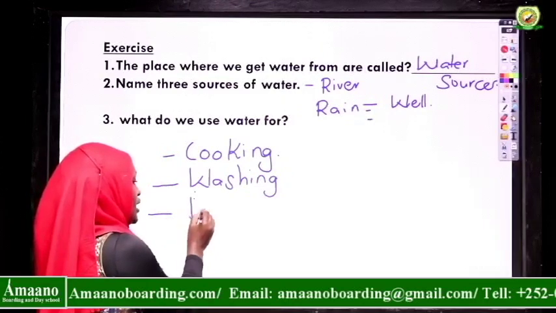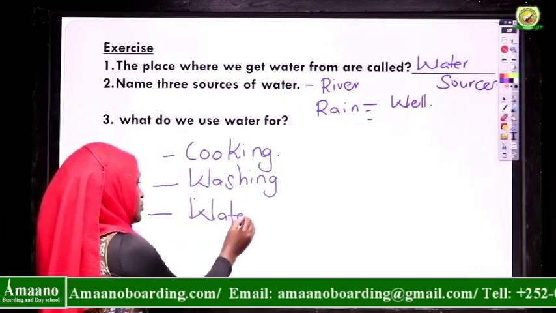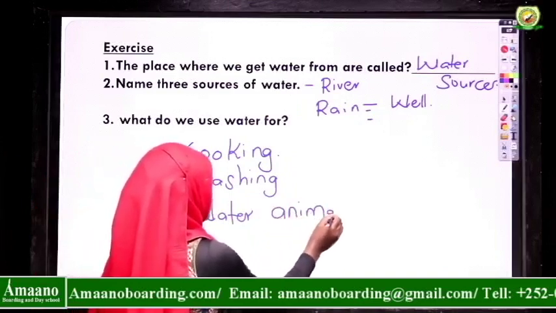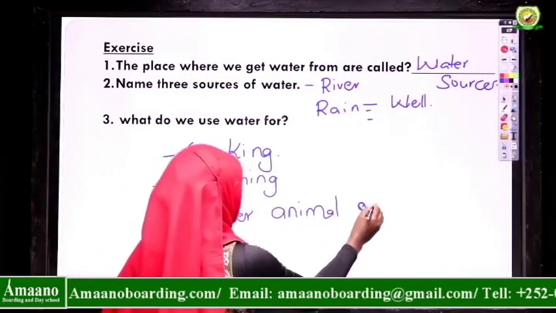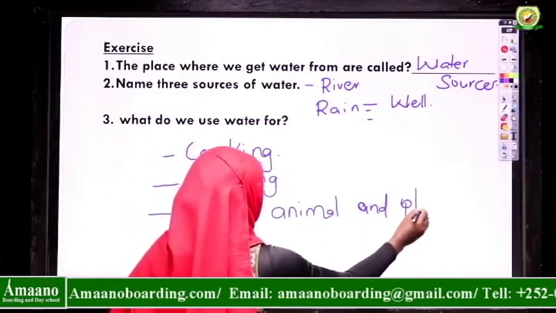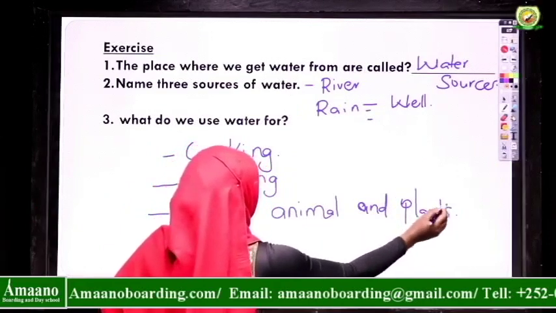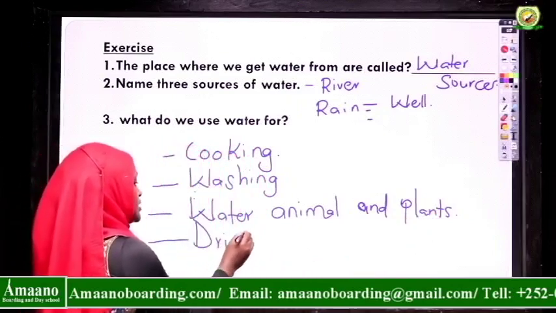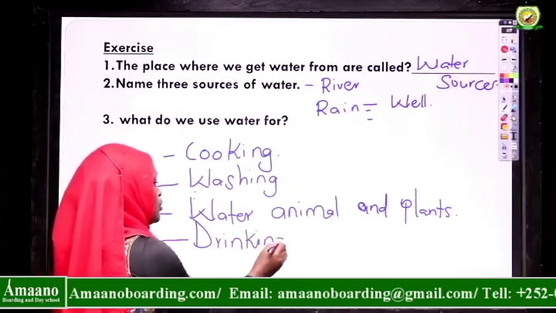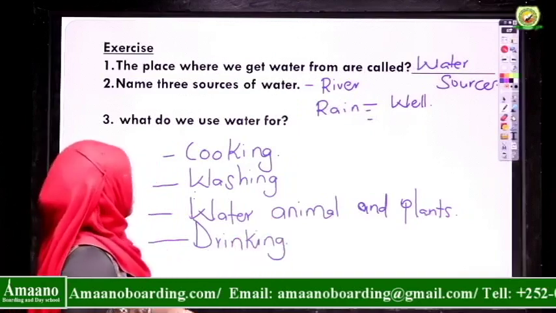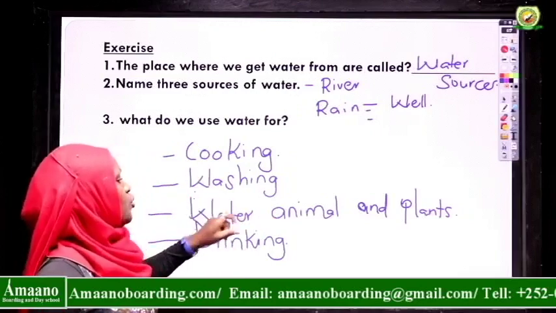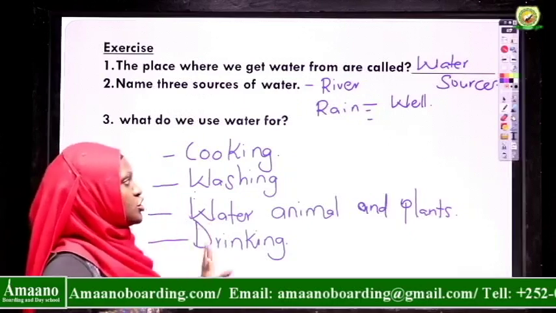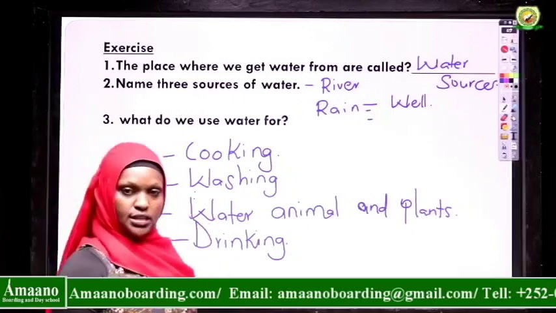We need to water our animals. We want to water animals and plants. We also need water for drinking. We can't stay thirsty. We need something to drink. We go and take water. We drink water. So we use water for cooking, washing, watering animals and plants, and we also use water for drinking. So that is the lesson for today.